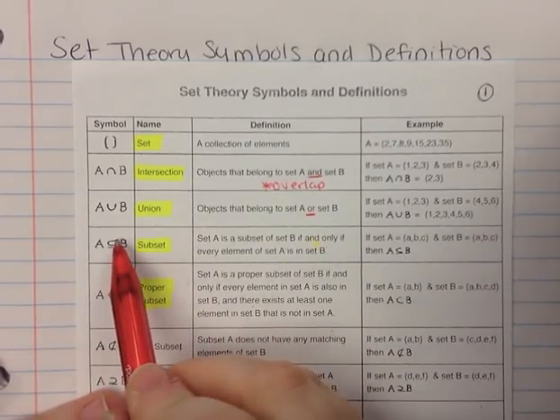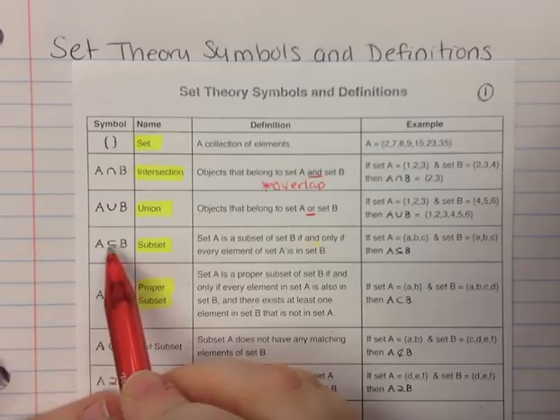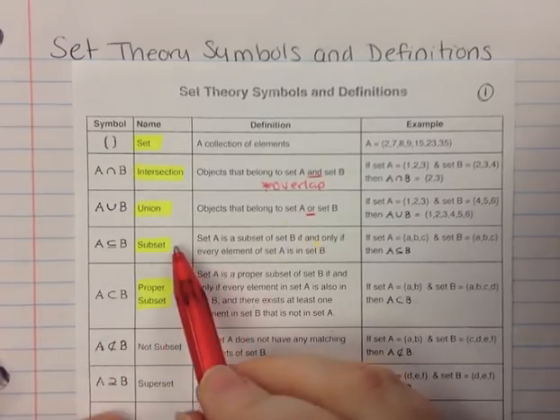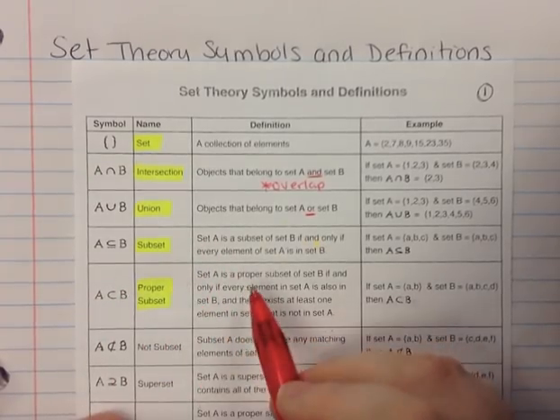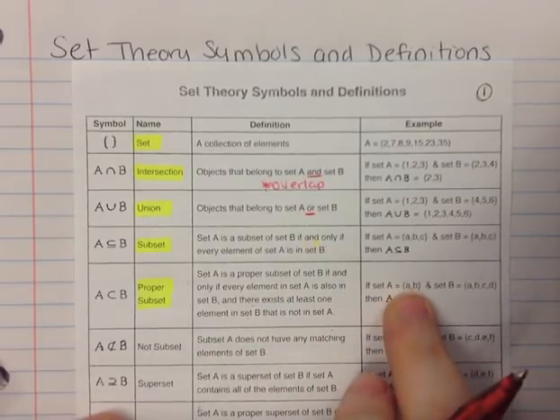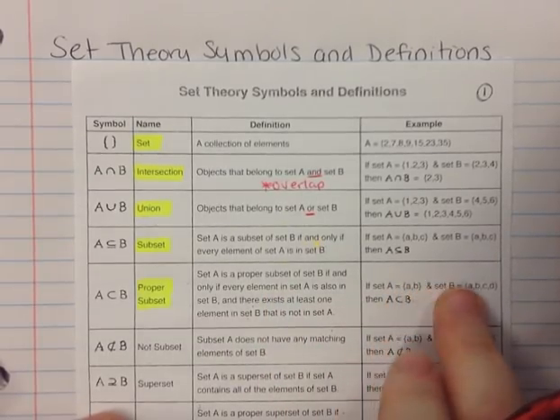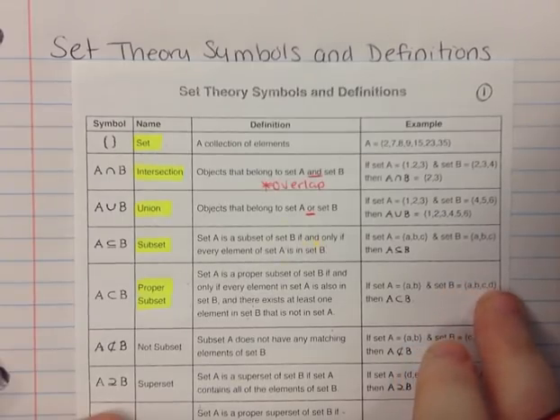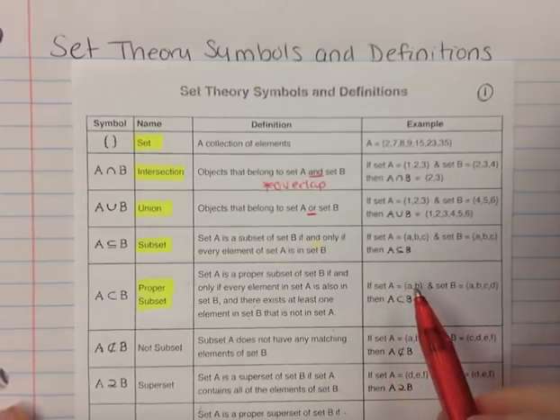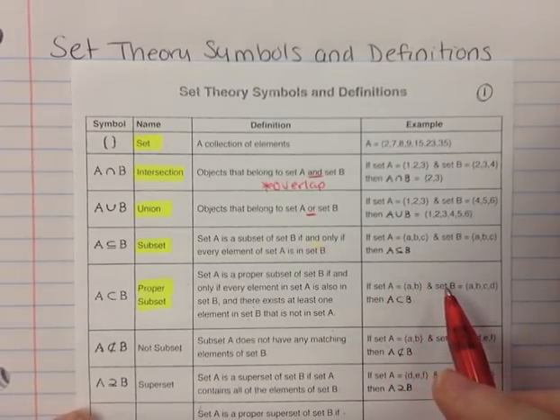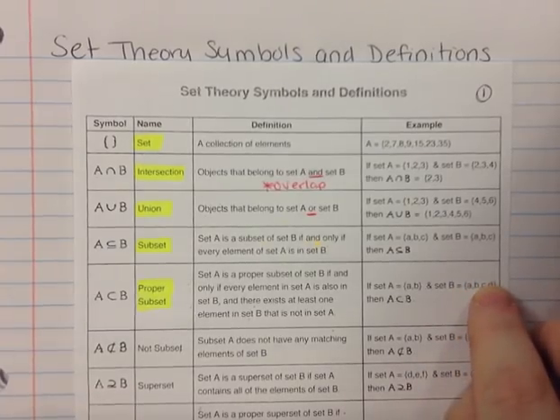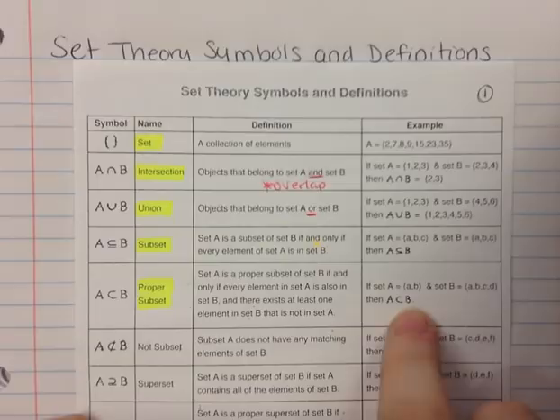This symbol is a sideways U with a line underneath it. The proper subset is just the sideways U, or it's the C almost. The difference between the subset and proper subset is that in a proper subset, all of the set A is inside of set B. However, set B has at least one thing extra. So set A has A and B. Set B has A, B, C, and D. Because it has that C and even the D, this makes it a proper subset.